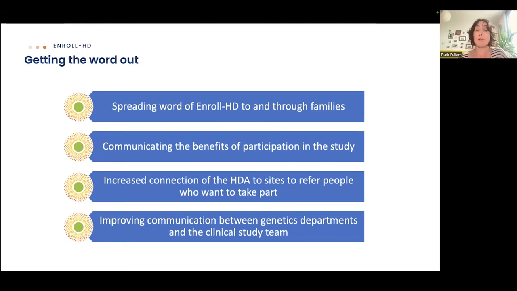And we want to improve the communication between genetics departments and the clinical study team. Genetics departments often see people who aren't in contact with the clinical team because, as I said, people with no symptoms don't need to seek medical management, so they wouldn't be in contact with the clinical team. So if we can get that sort of communication through genetics departments, that would be the ideal thing, just to pass on the information so that interested people can get in contact with our study teams.